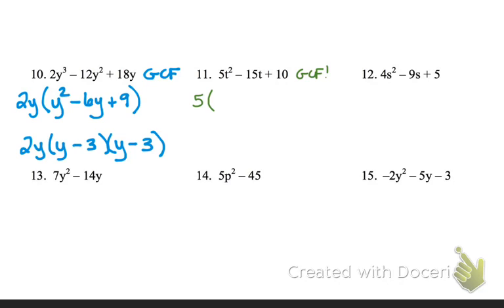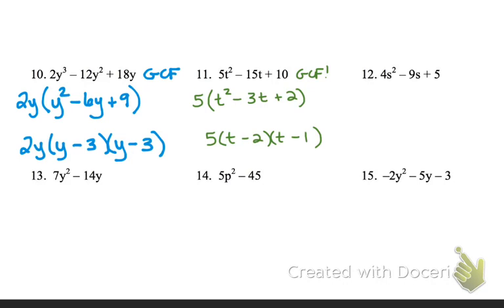Number 11, same idea. There is a GCF of 5. So when I take out a 5, I'm left with t squared minus 3t plus 2. Just like number 10, we can factor that further, and luckily we can use the double bubble. So we have t squared by itself, there's no number in front of it. What multiplies to positive 2 and adds to negative 3? That's going to be negative 2 and negative 1.